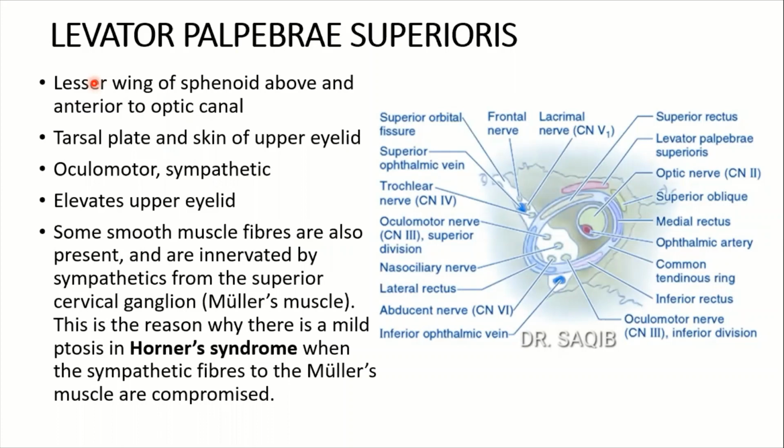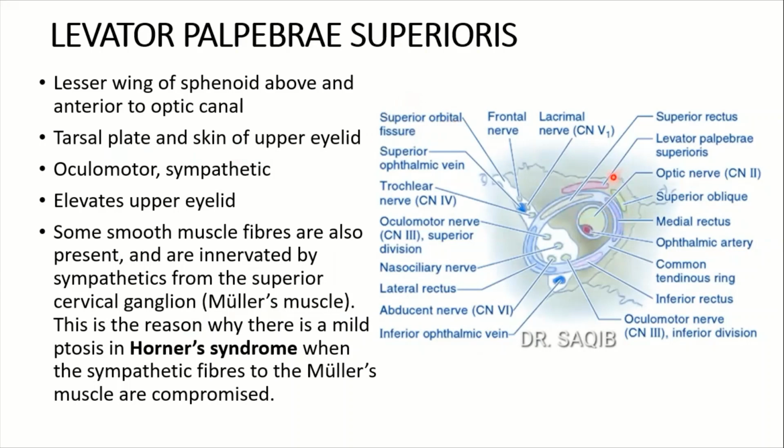First of all, levator palpebrae superioris. It originates from the lesser wing of the sphenoid above and anterior to the optic canal, and is inserted into the dorsal plate and skin of the upper eyelid. It has two lamellae of insertion. One is into the dorsal plate and the other one is into the skin of the upper eyelid. One of those is the Muller's muscle. I'll tell you about it shortly.